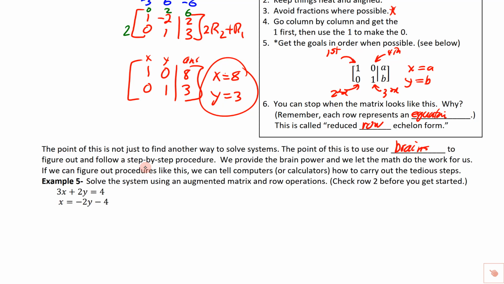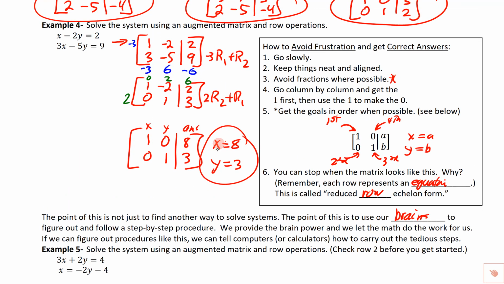So I realize this seems very weird. Why on earth would you learn a method that seems like it takes a whole lot more work than just solving it using elimination, using those standard techniques that we learned in Unit 2? Well, it turns out if you can use your brain to figure out these types of procedures, then you can tell a computer or a calculator to carry out all of this tedious math. So if you look at this, there's nothing in here that was really difficult.